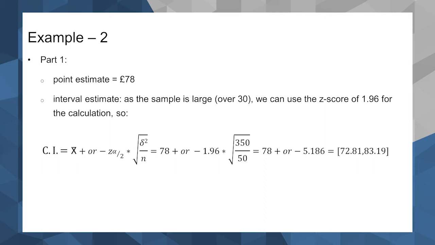So in this case, to answer part 1, the point estimate for the population mean is 78. Answer to part 2: on the basis of the sample we collected, a sample of size 50 with a mean of 78 and a variance of 350, we can say that we are 95% confident that the true population mean is included in the range 72.81 to 83.19.